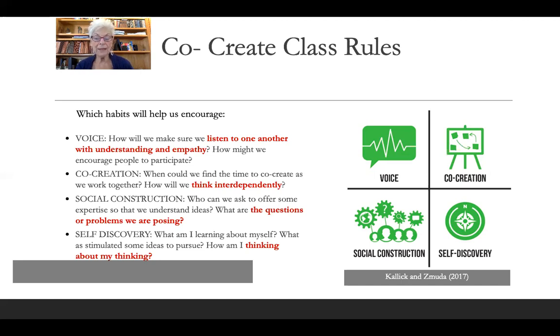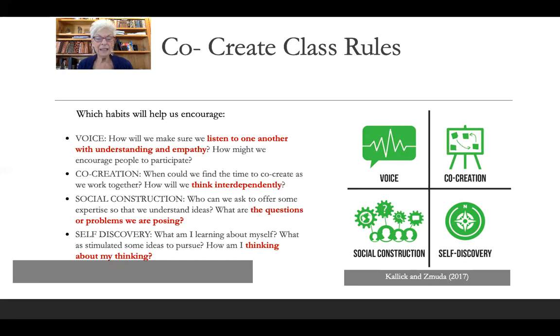We can talk about co-creation and how will we think interdependently when we're working in small groups and when we're working together with our teacher to do something as we're co-creating these class rules, which is an example. We might talk about social construction, where we're really asking how do we deepen our understanding and the meaning of things. And when we're doing that, we may be asking, what questions do we ask? What problems do we pose? How do we make sure that we're really deepening our understanding? And then self-discovery, which is how am I thinking about my thinking? I need to be metacognitive. I need to understand who I'm becoming as a student.